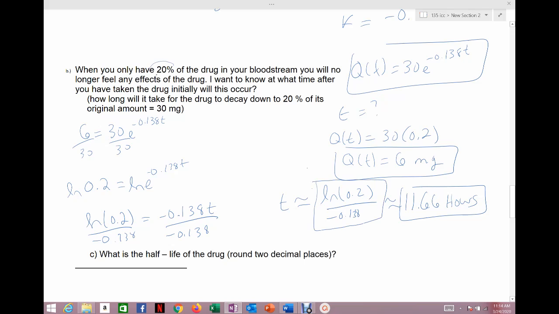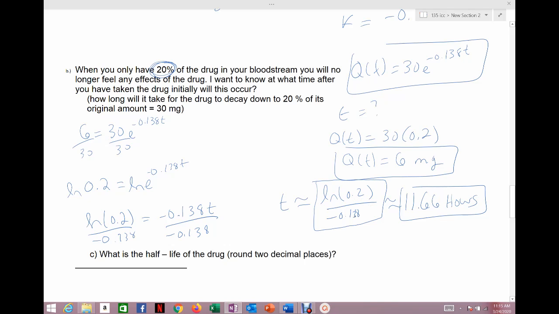I decayed down to 20%. Well, instead of half of what I started with, I decayed down to 20% of what I started with. And so this works for any percentage. It's the natural log of the percent decimal that I want left divided by my k. It would work the same way if I said, how long does it take to decay down to 10%? Well, it'd be the natural log of 0.1 divided by k, and that would tell you how long it takes to get to 10%.